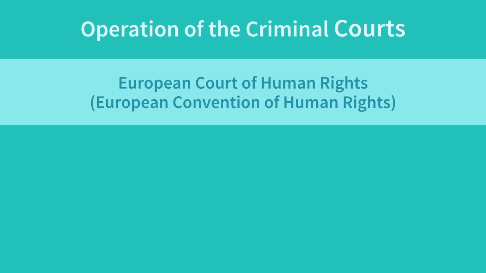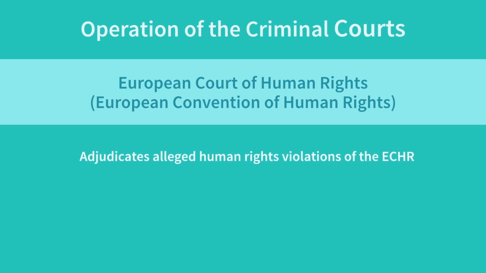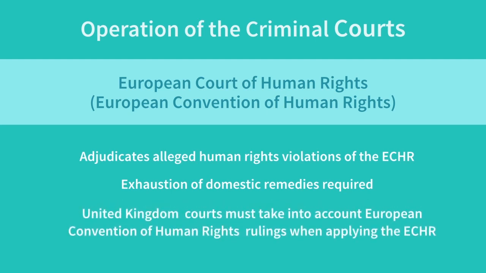The European Court of Human Rights hears matters on alleged human rights violations that fall within the ECHR. Claimants are required to exhaust domestic rights of appeal before a case can proceed to the European Court of Human Rights. United Kingdom courts must take into account European Court of Human Rights rulings when applying the European Convention on Human Rights, and convention rights found in the Human Rights Act.